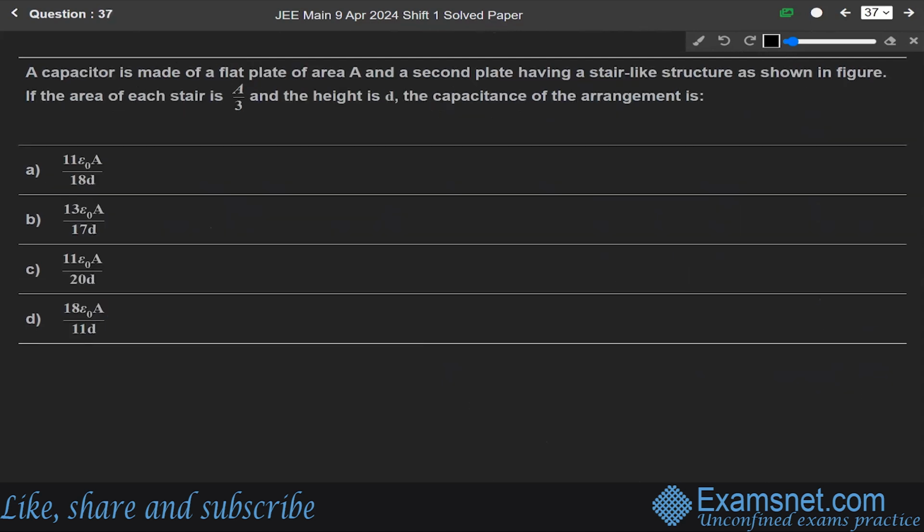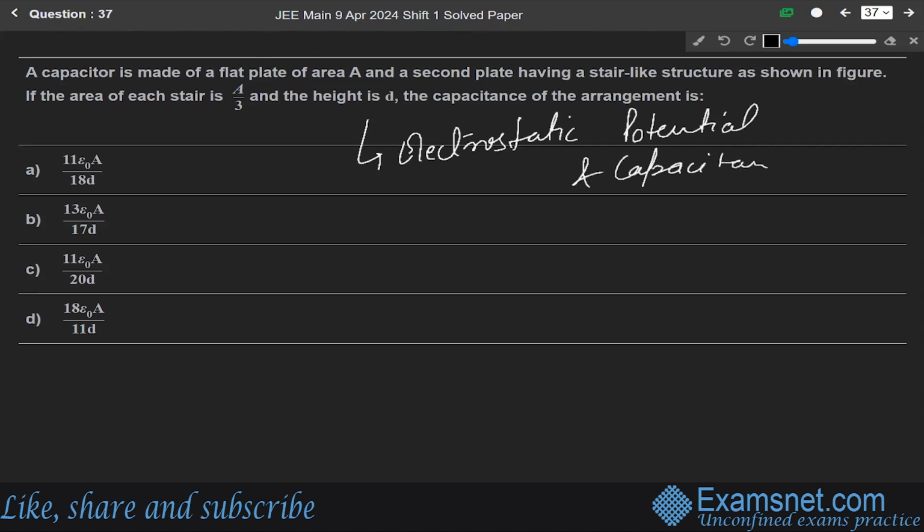Now the 37th question. A capacitor is made up of a flat plate of area A and a second plate having a stair-like structure as shown in the figure. If the area of each stair is A by 3 and the height is d, the capacitance of the arrangement is, okay. This question is from the chapter of electrostatic potential and capacitance. The question can be solved like this: let us say it is made up of a flat plate of area A and a second plate having a staircase-like structure.